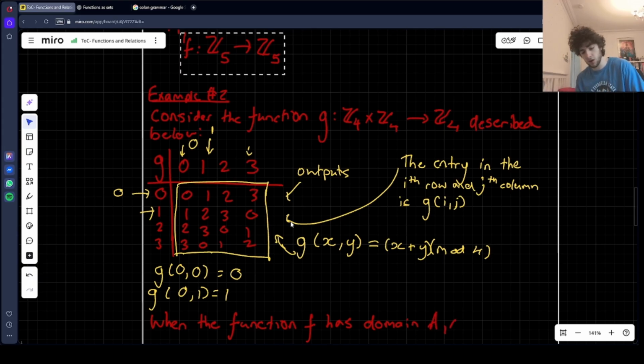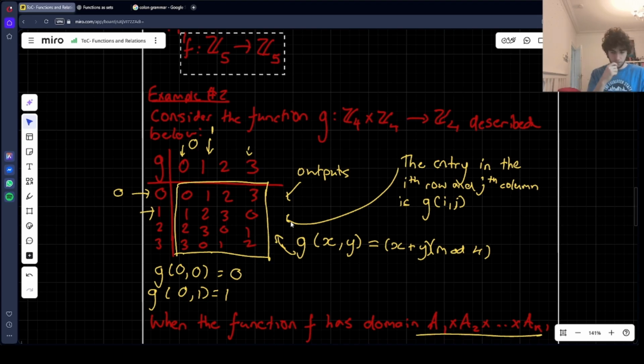So it has domain A1 cross A2 cross all the way up to Ak. When my domain looks a little bit like this, that's just going to be effectively a k-tuple. If you remember from the last video, it's a k-tuple that you're inputting into your function, and you spit out some output, which we don't necessarily know what the range is at the moment.